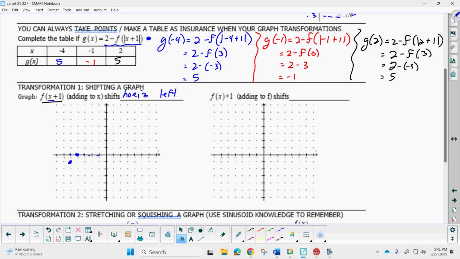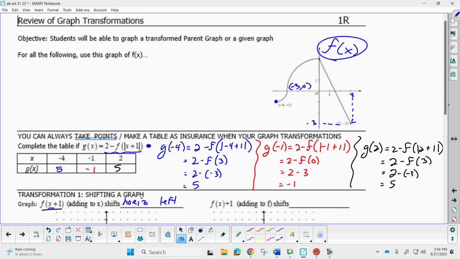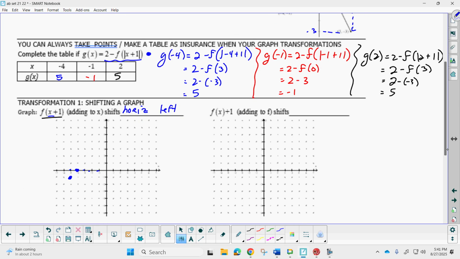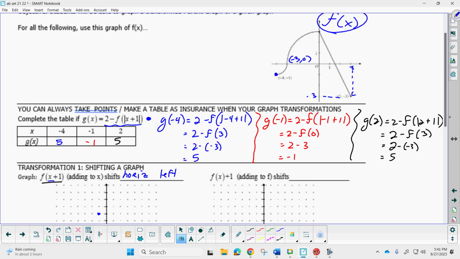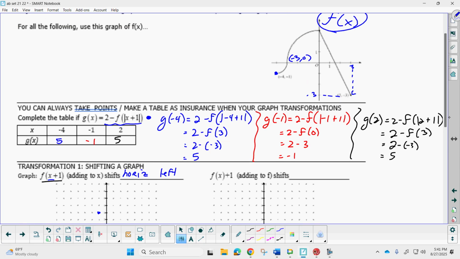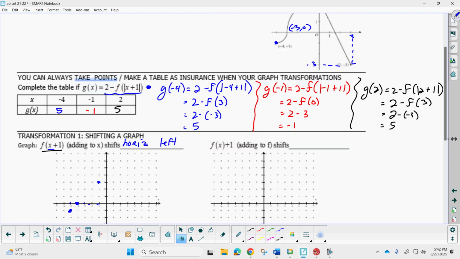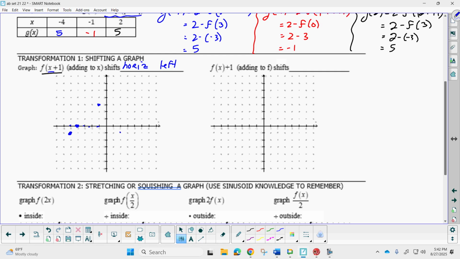The whole graph gets shifted left. You get the idea. And the end point, instead of being at 3, 1, would go to 2, 1. So quarter circle, linear. I hope you said something like that.